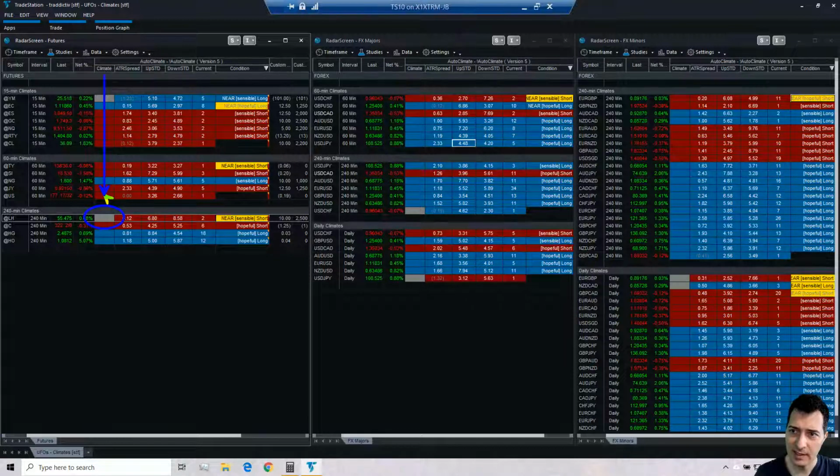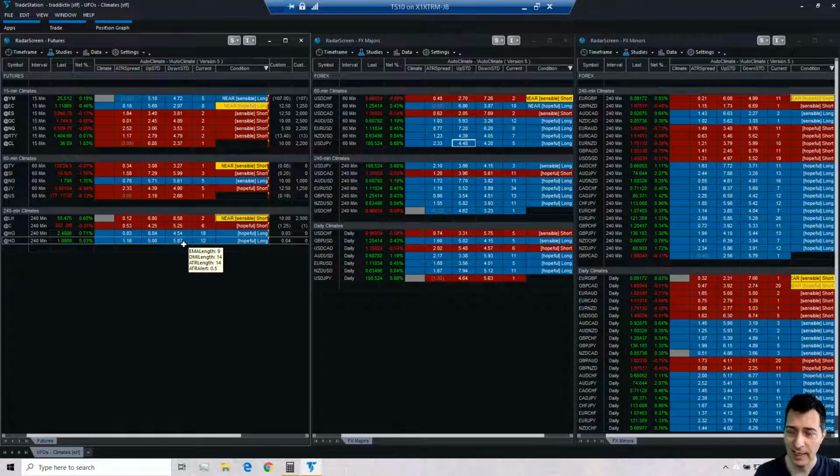Okay, you guys see that? What does that mean? Well, it means that the climate is not confirmed. So this is a trade of a lesser probability, and therefore we're gonna pass. So I'm gonna move into Forex now.